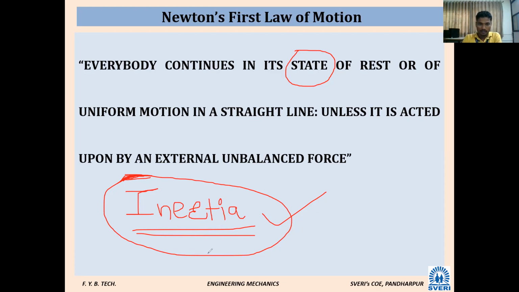तुम्ही कार मध्ये बसलेला आहात. कार एकदम सुरू झाली. Whether you will go backside or forward? Backside. आता पुढे का गेला नाही? In that case, why you are going towards backside? का? Which is your first state? Stationary or whether it was in motion?